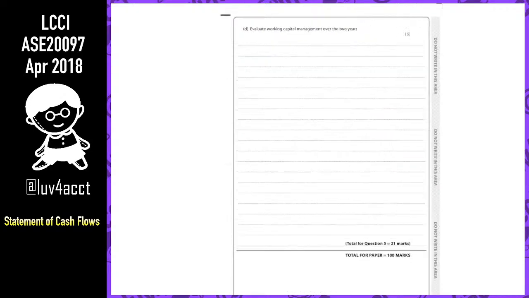So we have finished. This is our 18th set of paper, April year 2018. Tomorrow we will continue to work on the 19th set of paper for March year 2018.